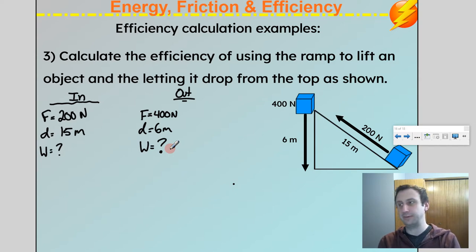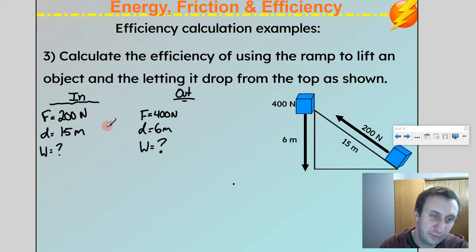Work and energy are basically the same thing, right? Energy is the ability to do work. So once we calculate the work, we know how much energy it had. So let's go ahead and solve for this.